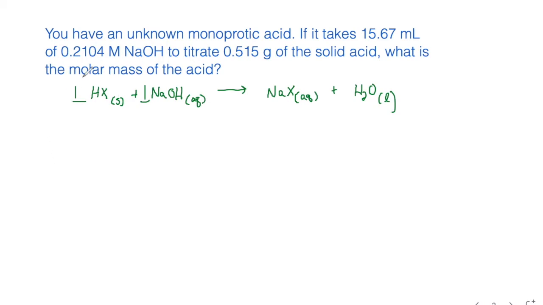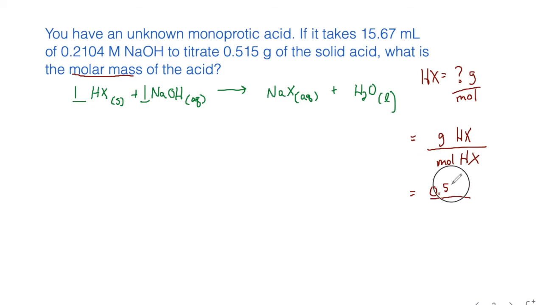So this is a little bit unusual because we want to know the molar mass of the acid. So we want to know how many grams per mole this mystery acid compound is. So to get the grams per mole, we know the grams. We're doing an analysis of 0.515 grams of our mystery acid. And then the moles of the acid, we can get that from the moles of the sodium hydroxide because our reaction tells us that we have a 1-to-1 molar ratio.